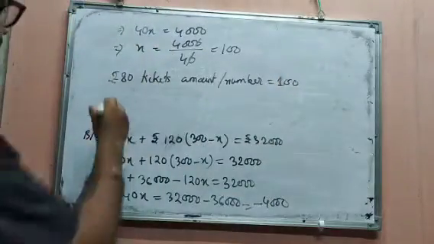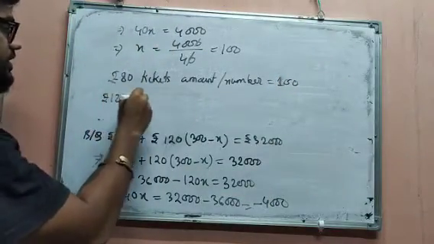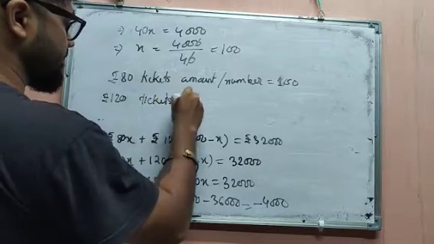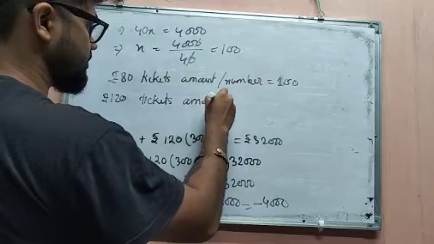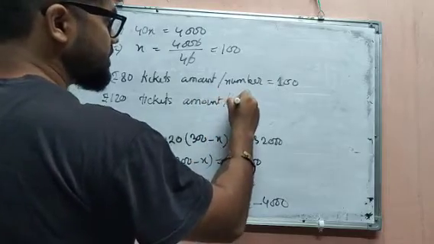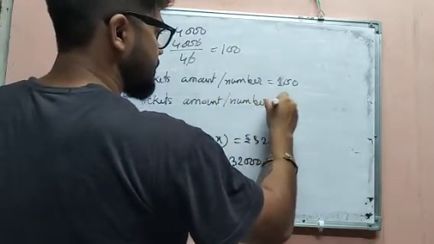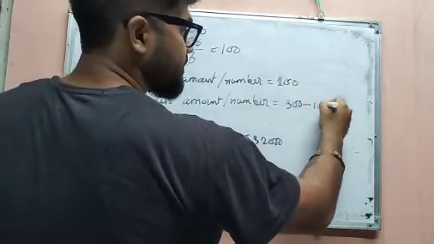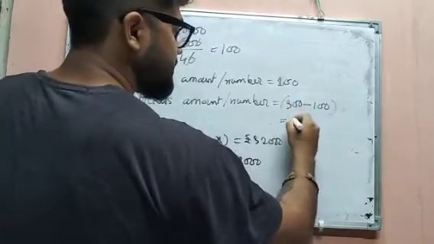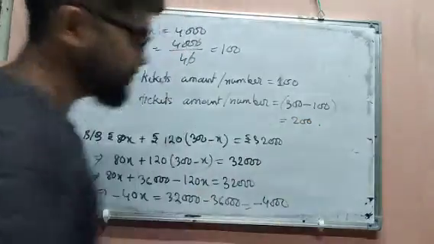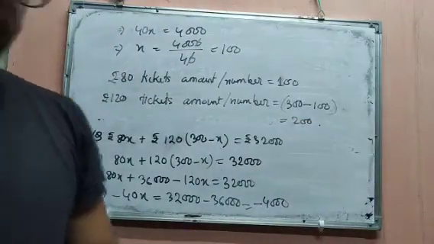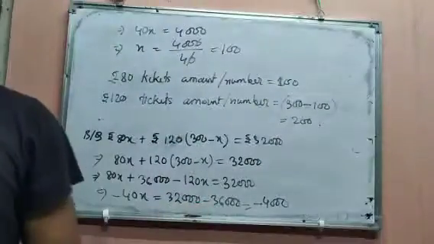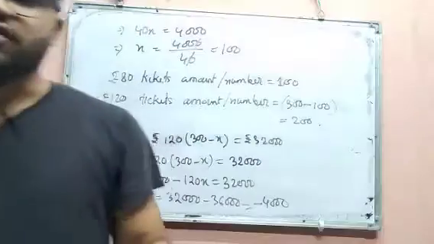Therefore, the number of rupees 120 tickets equals 300, the total ticket number. From that we have to subtract the 100, and it will be 200, which is our required answer. So in this way we have to do the maths related to money. So that's all for today. Thank you.